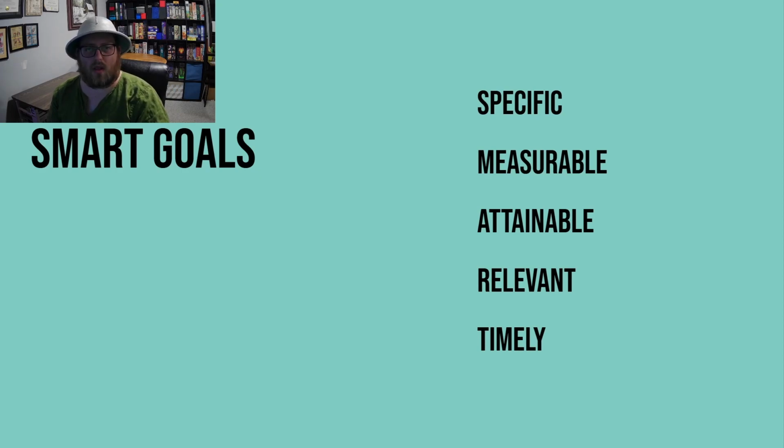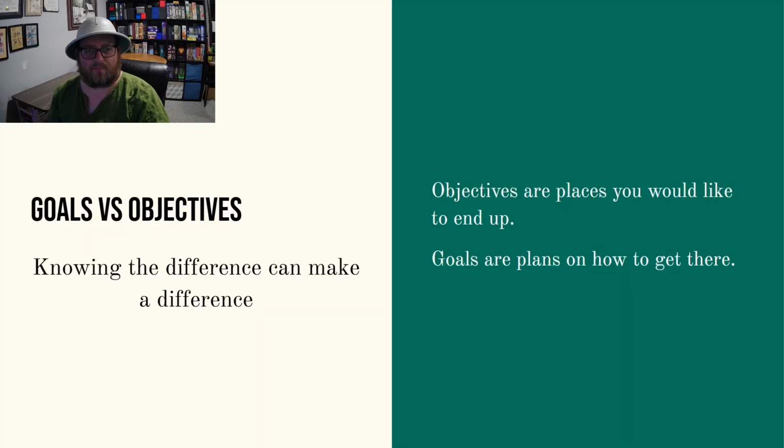Because goals and goal setting can be really tricky. So the biggest thing you have to understand is the difference between a goal and an objective, right? An objective is the place you'd like to end up, and a goal is how you plan to get there. And it's a subtle difference, but it matters, right? So let me give you a real good example here. I have an objective. I would like to be a battle knight.